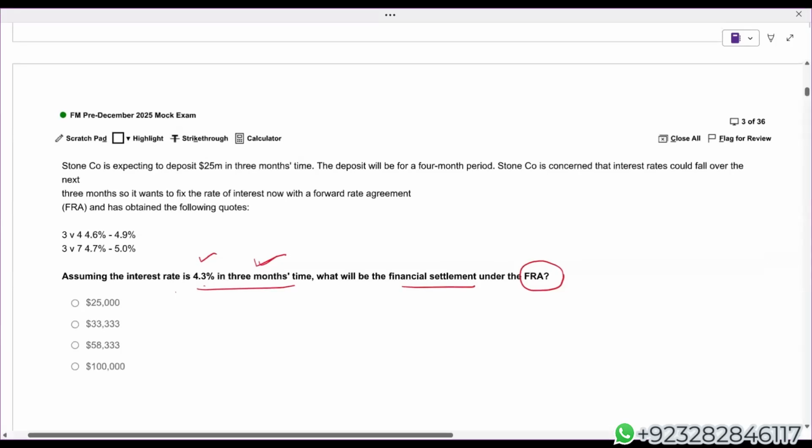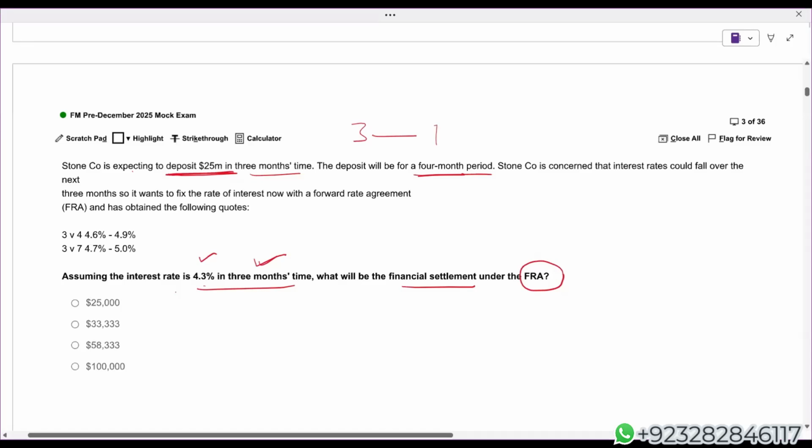Now let's read the question. Stone company is expecting to deposit. The scenario is of lending. Deposit 25 million in 3 months time. Stone company is not depositing after 1 month, 2 months. They will be depositing after 3 months. The deposit will be for a 4 months period. So company will deposit after 3 months for 4 months.